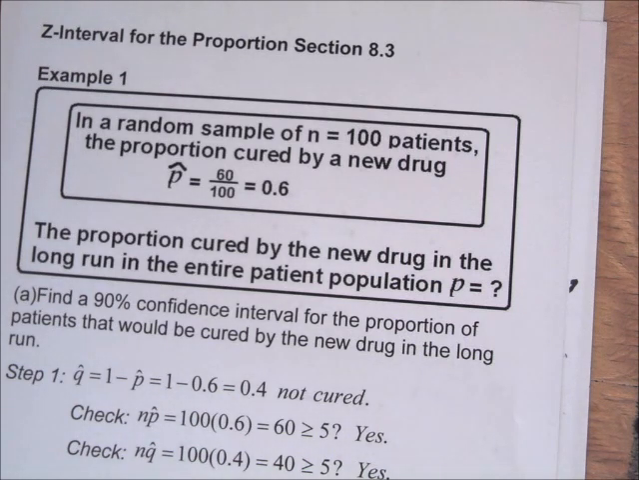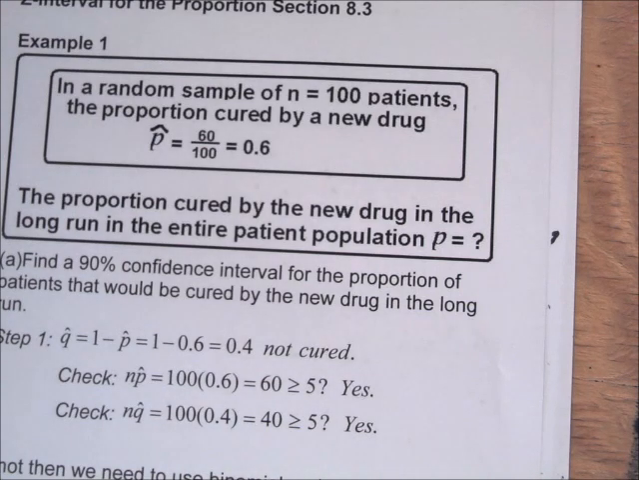We're going to find a 90% confidence interval for the proportion of patients that would be cured by the new drug in the long run. So in this sample, the proportion cured was 0.6, but that could have happened by chance. The sample proportion will vary from one sample to another. So our best guess is that 60% will be cured in the population, but we don't know that for sure, and we want an interval such that we're pretty sure that the proportion cured will be between the two numbers of that interval.